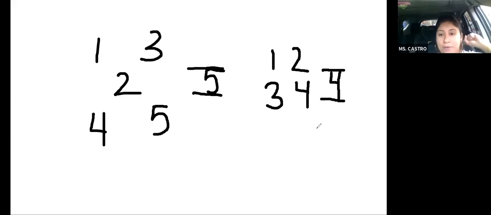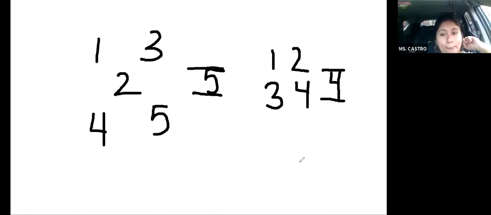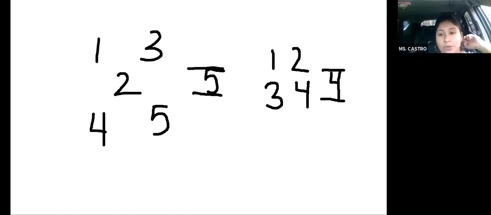So I have 5 in one group, 4 in the other. Who can help Miss Castro figure out which number is greater? Is it 5 greater or is 4 greater? Riley, I thought I saw your hand up. Do you want to answer that question? Yes. Go ahead, Riley. 5. Good job, Riley. Excellent job. So 5 is greater than 4. So what we're going to do is we're going to circle the number 5 because 5 is more than 4. It's greater.